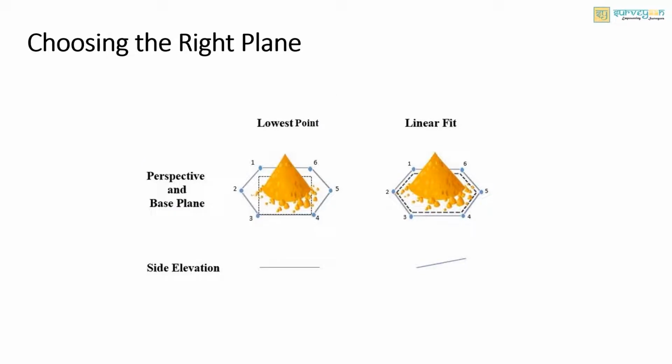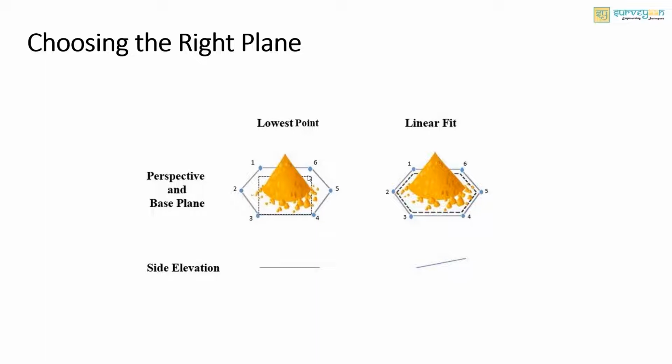While measuring the volume, we also need to know the different types of base plane. Here, I have the lowest point and the linear fit method. In the image, the first one is the lowest point, and as you can see here, there is a stockpile, and the polygon is marked around the stockpile, with numbers. The dotted lines denote the base plane, and this is derived from the points 3 and 4. And here, the base plane is a horizontal plane.